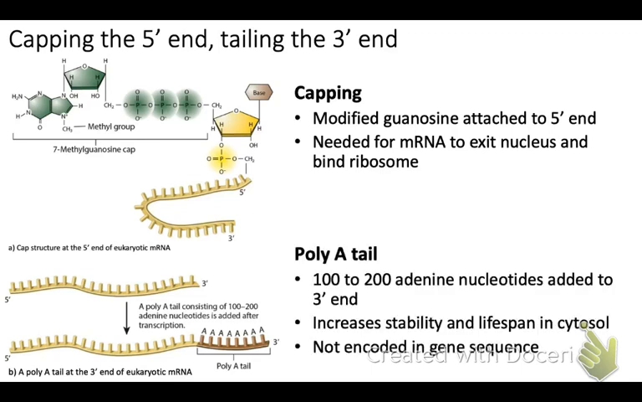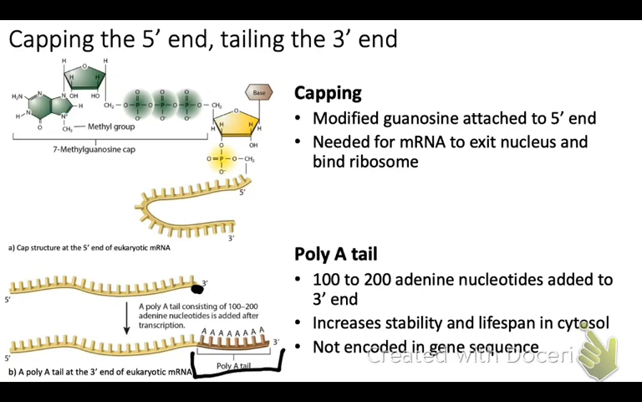In terms of the tail, it is a poly A tail. The poly A tail is a stretch. It can literally be from like 50 to 250 adenine nucleotides that are added. So this is actually not coded for by the gene, but each species will have a specific length of poly A tail. So this is our poly A tail here.